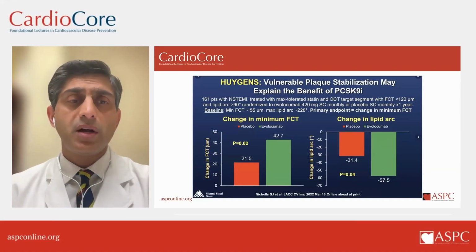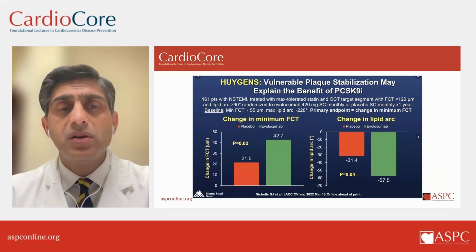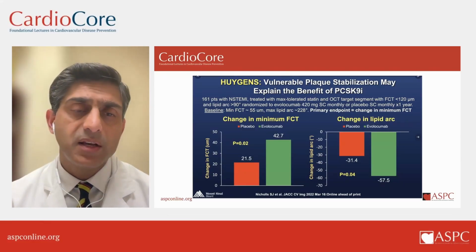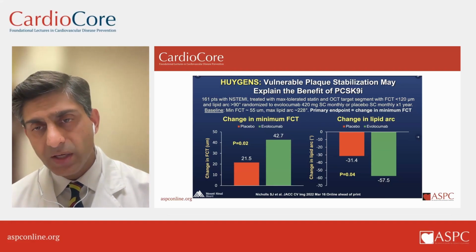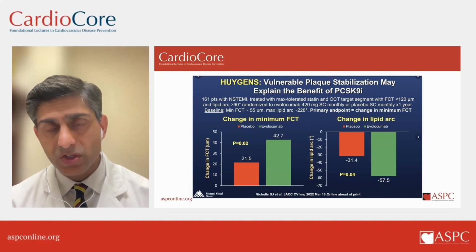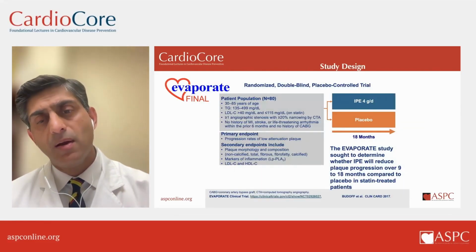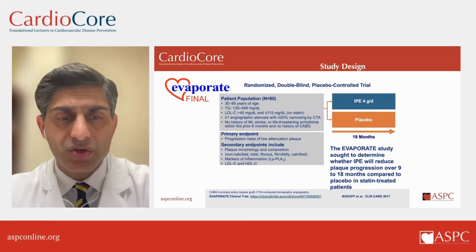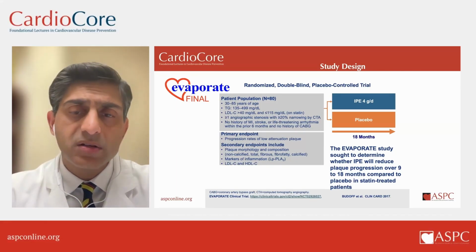HUYGENS is certainly another trial which looked at this in terms of evolocumab in patients with NSTEMI, and you can clearly show here, it, I think, shows again the same message. You have basically an increase in the fibrous cap thickness, which alludes to more stability, and there is a reduction in the lipid arc, which again alludes to more stability. So I think it's important to appreciate we do have data that shows us that we can actually, quote, stabilize plaque.